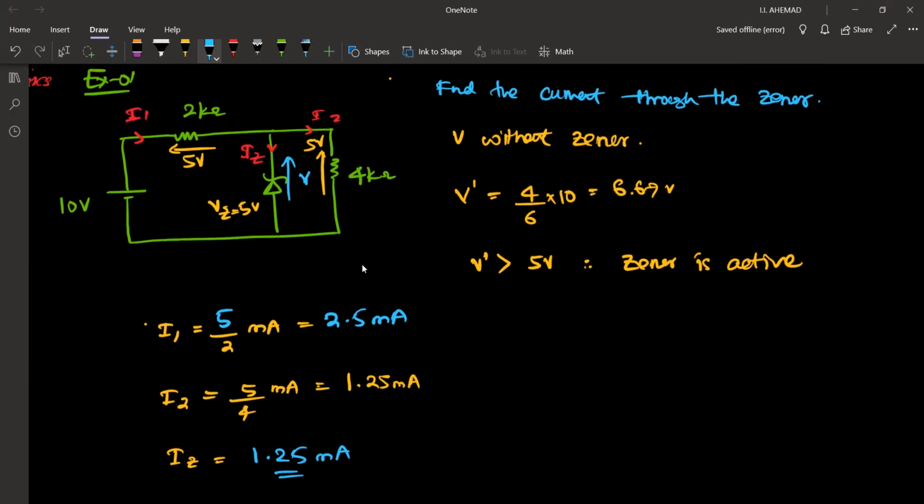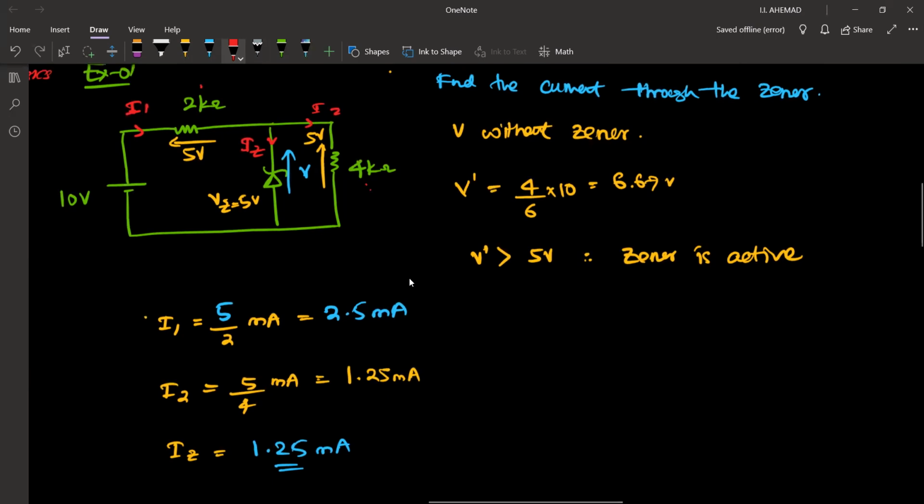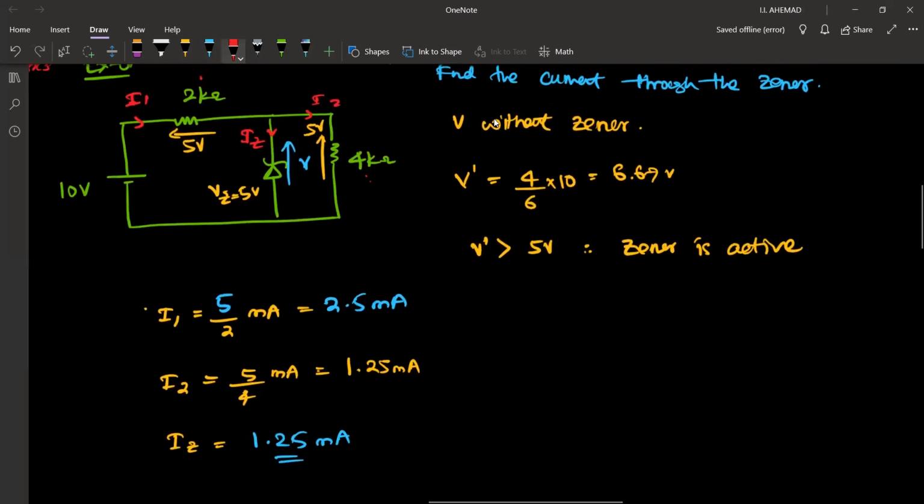Those who completed this, change this. Put this 2 kilo ohm here, 4 kilo ohm here. Interchange these resistors and try the same question and find IZ.